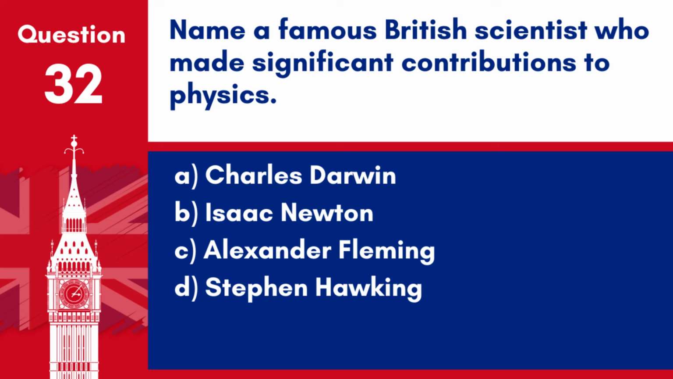Question 32. Name a famous British scientist who made significant contributions to physics. A. Charles Darwin. B. Isaac Newton. C. Alexander Fleming. D. Stephen Hawking. Answer. B. Isaac Newton. Sir Isaac Newton made groundbreaking contributions to physics, including the laws of motion and universal gravitation.